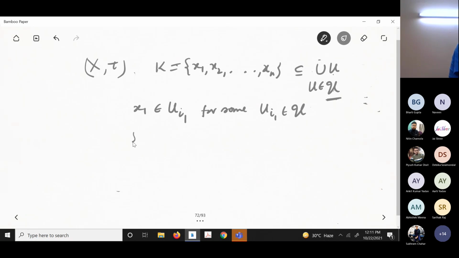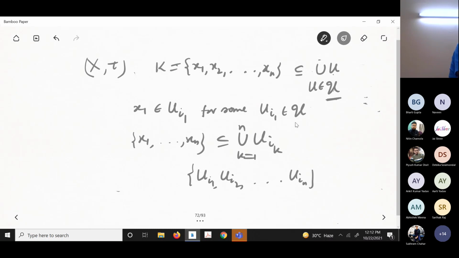So what will happen? That means x1 through xn will belong to U_ik, k equals 1 to n. Look, this is a finite family: U_i1, U_i2, up to U_in, and each of them is in the cover. So this is a finite subcover of this K. Sometimes we write finite subcover of K, meaning it is understood what your initial cover is. Okay, so this is compact.